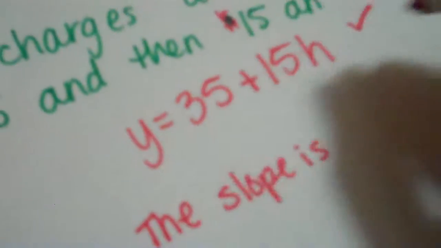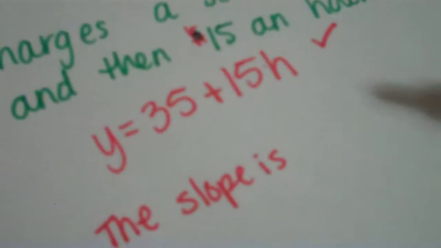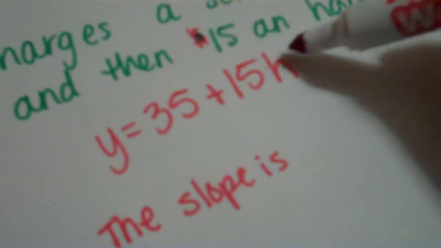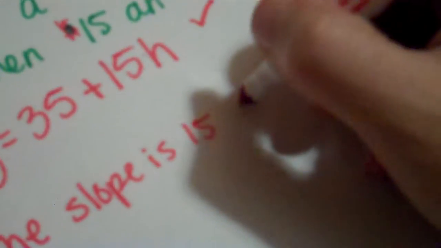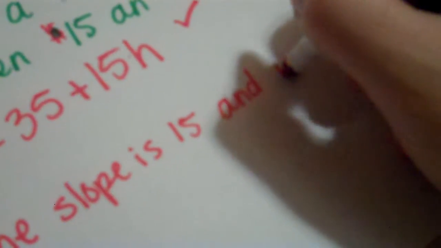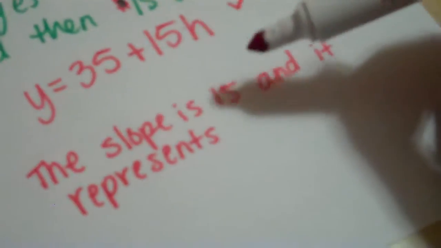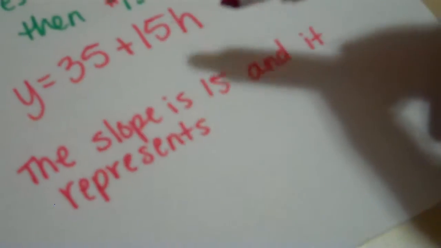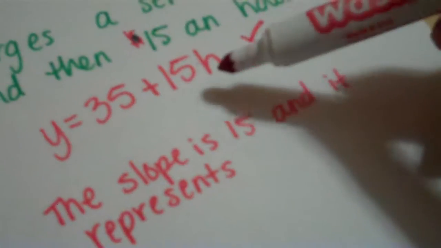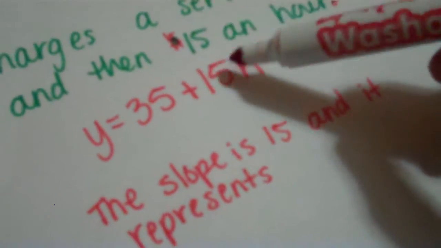We're almost done. The slope is, well, what is the slope? Slope's the number with x. Well, there is no number with x, but that's where the x normally is. So the slope is a positive 15. And it represents, these are the words I want you to use. So whatever you're going to put, the slope is negative 3 and it represents, or the slope is 12 and it represents. And what does that number represent? It's 15, what?